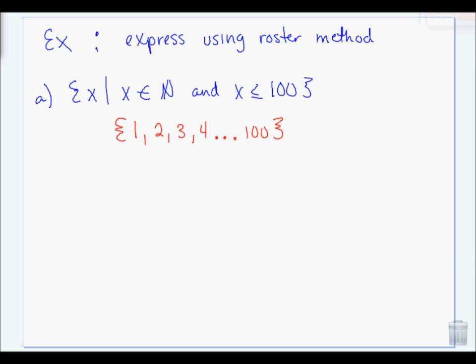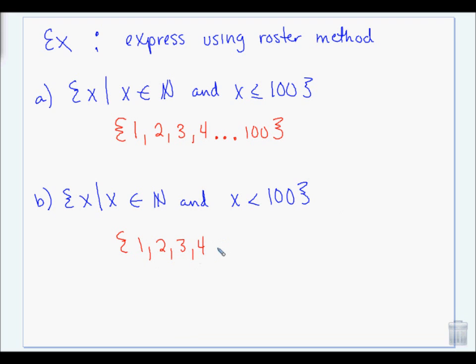Okay, now this one is going to be slightly different. It's not going to include 100. So what do I do? 99. Yeah. Because it's a natural number, so the last number before you get to 100 is 99. So this one will go only up to 99.